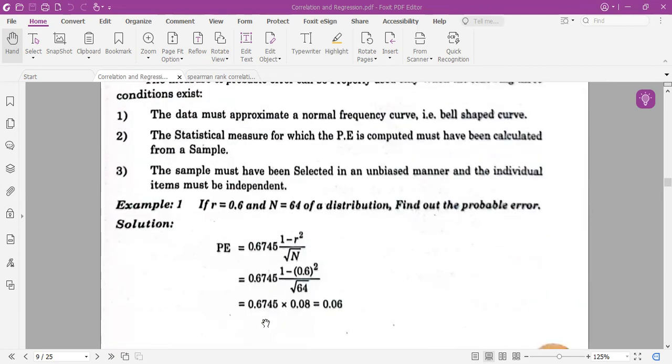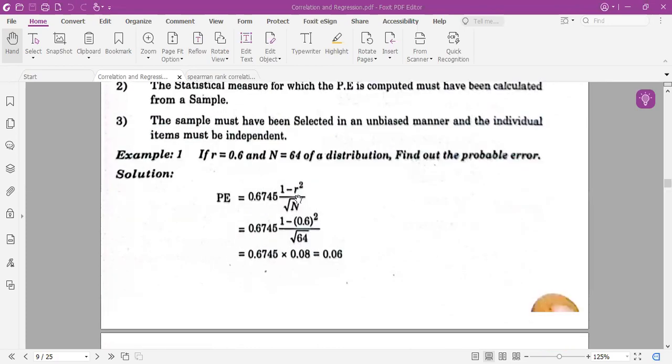Now suppose they ask you to calculate the probable error. This sort of question, example number 1, is for 2 marks. Here they are given the correlation value: r is equal to 0.6, where r is called the coefficient of correlation, and N is equal to 64 of a distribution. Find out the probable error. This sort of question they may ask for 2 marks. So find out the probable error from the coefficient value and the N value.